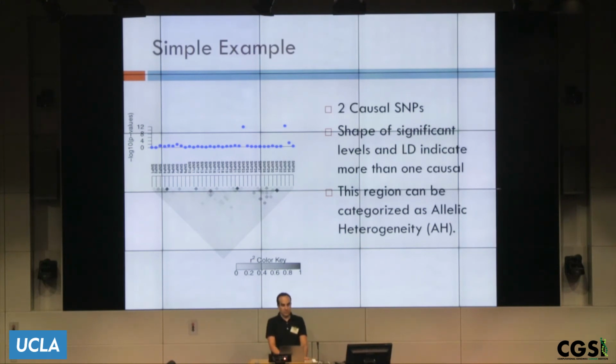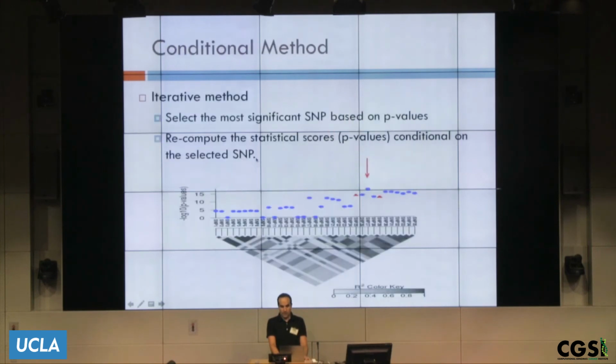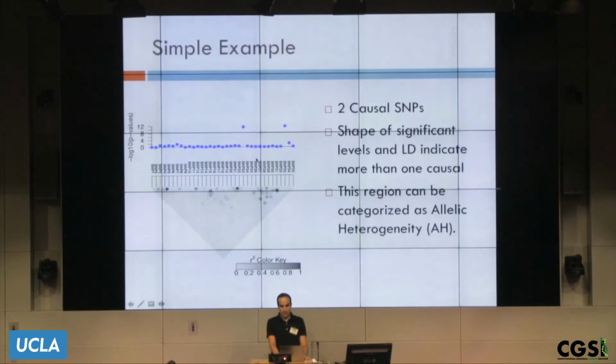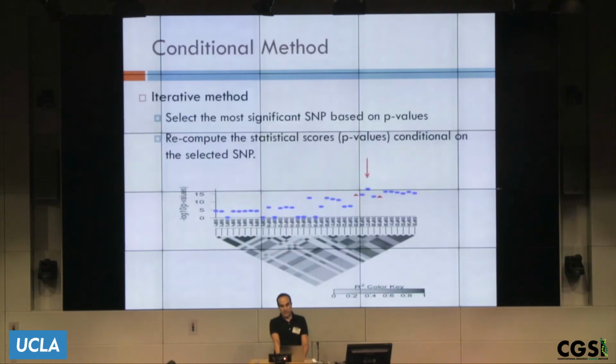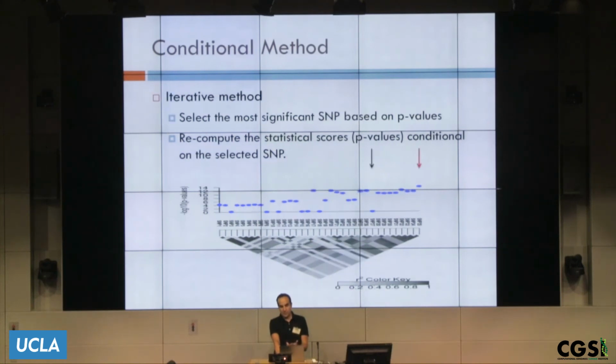Right, because there looks like there are 2 peaks, right? And they're not correlated with each other, right? So that really suggests that there's more than one. But then, what do people usually do? What people usually do is the conditional method. They take the peak SNP, condition on it, find the residuals, and keep doing this until it's no longer significant. So this is what people most of the time report.